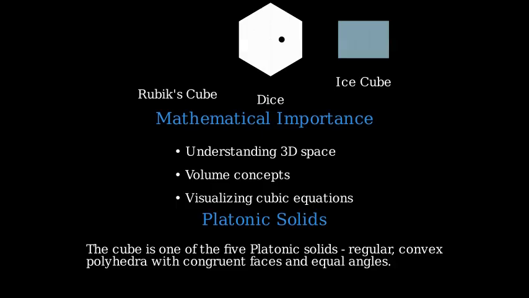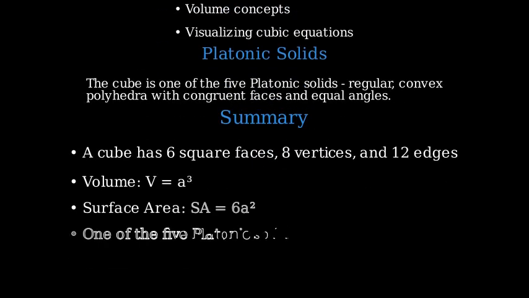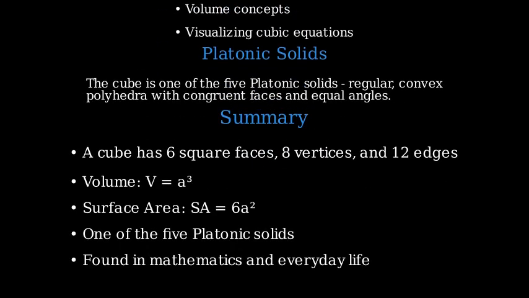So to summarize what we've learned, a cube is a regular polyhedron with 6 square faces, 8 vertices, and 12 edges. The volume of a cube is calculated with V equals a cubed. The surface area is calculated with SA equals 6 times a squared. And a cube is one of the 5 Platonic solids, making it a fundamental shape in both mathematics and our everyday world.